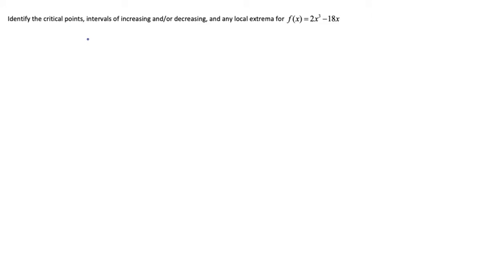Identify the critical points, intervals of increasing and/or decreasing, and any local extrema for the function f of x equals 2x cubed minus 18x. In order to do all this, we're going to find the first derivative, f prime of x. In this case, we just have a polynomial, so we can use the power rule for each term, bring down the 3, so that becomes 6x squared, and the derivative of 18x is just 18.